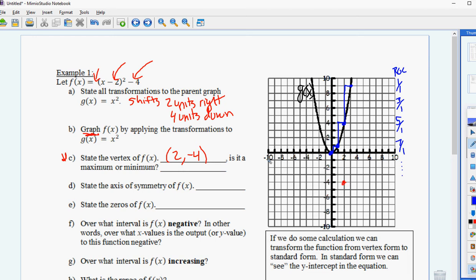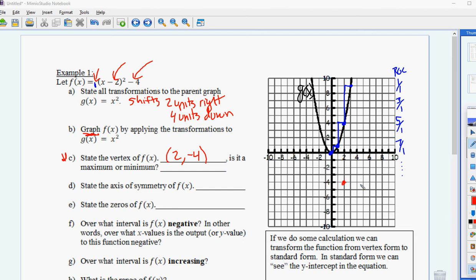So all parabolas that have a 1 as the number that's being multiplied by, we call that the a value of 1, just like the parent graph. All of the rates of change will be the same.